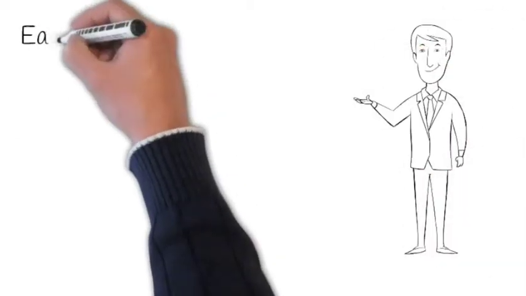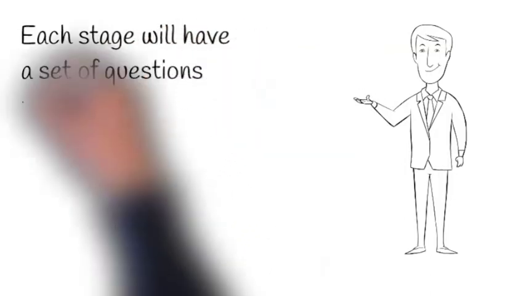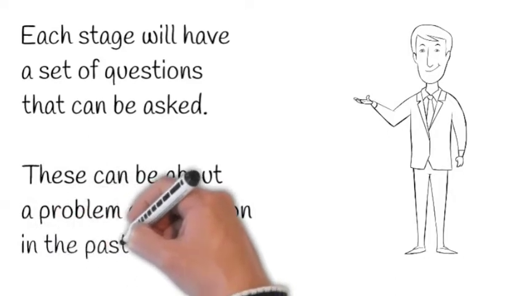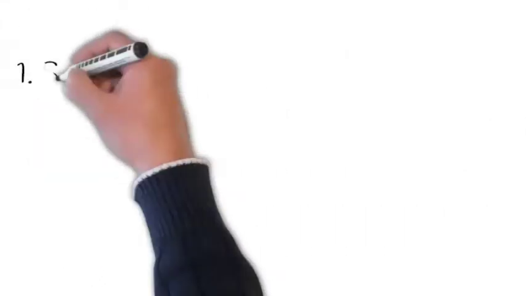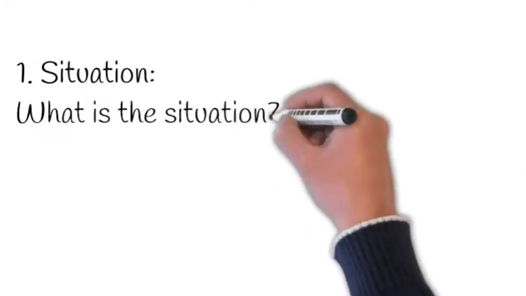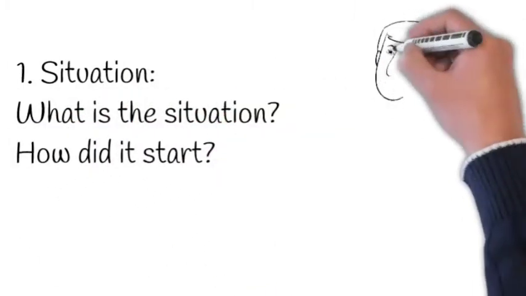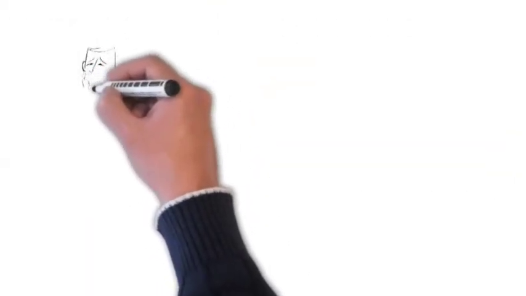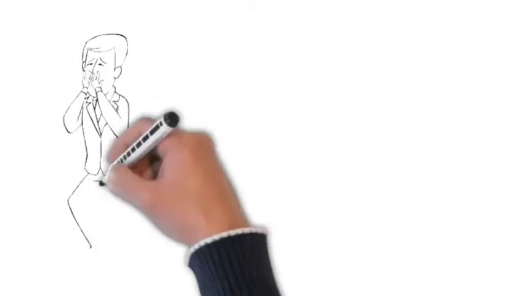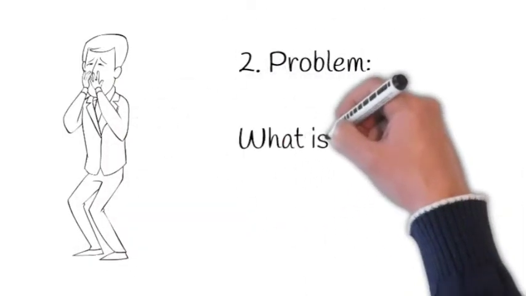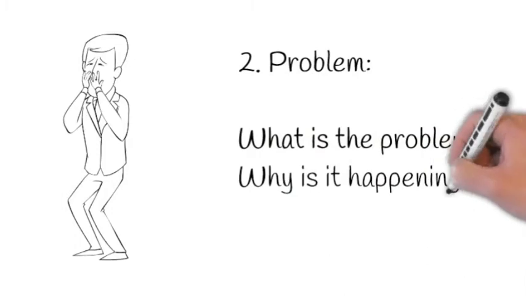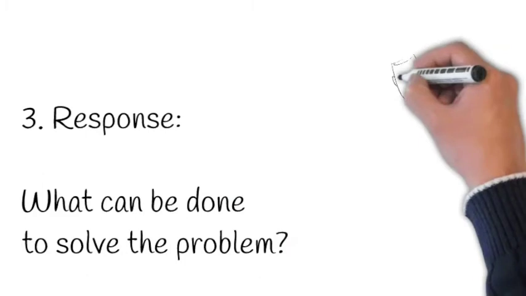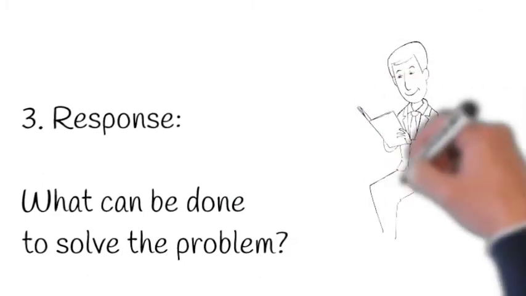Each stage will have its own set of questions that can be asked. These can be about a problem in the past, in the present, or in the future. For the situation stage, we can ask, what is the situation and how did it start? For the problem stage, we can ask, what is the problem and why is it happening? Our response question can be, what can be done to solve the problem?